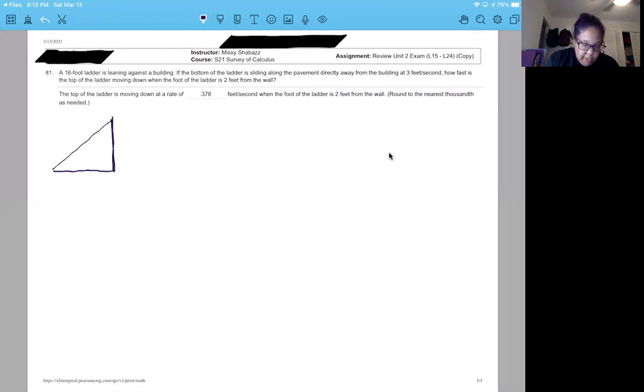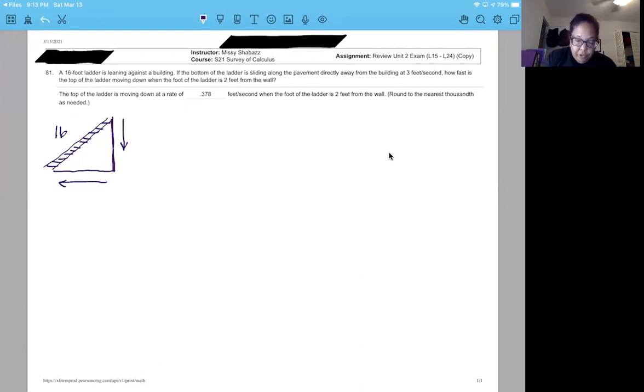Here's the wall, and here's my ladder. All right, they tell me that the ladder is 16 feet tall, and it is sliding along the pavement away from the building. So it's sliding this way, which means the top of the ladder is sliding that way.